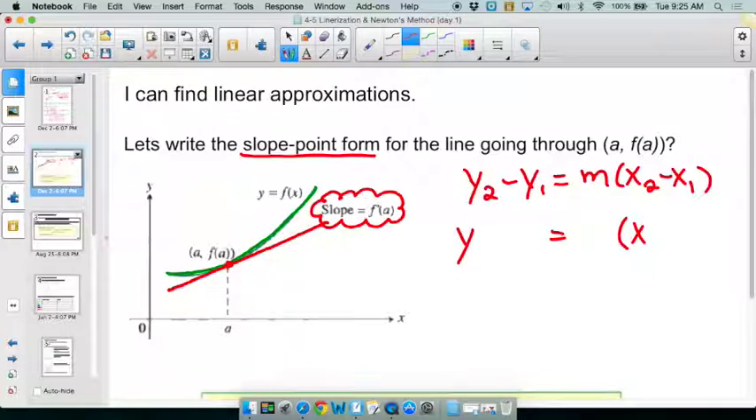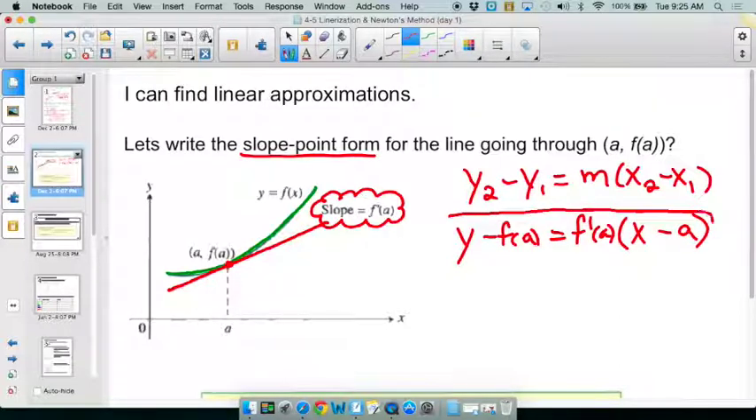And then the y1 is what, according to the notation I have? Oh no, f at a. Is the function f at a. And the slope is what, according to the notation? f prime. The value of the derivative at x equals a. And x1 is what? a.